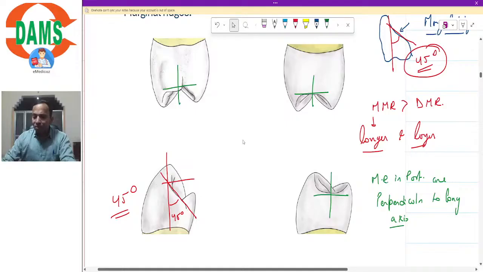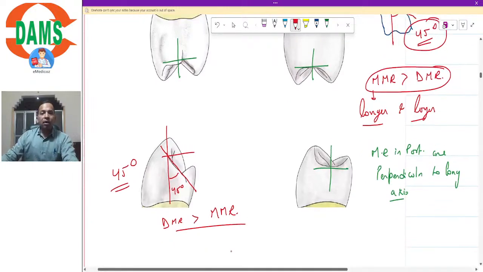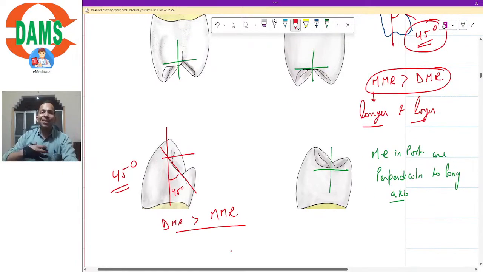The other exception being, as I just told you, the mesial marginal ridge is longer than the distal marginal ridge, or larger than the distal marginal ridge, but in case of the lower first premolar, the distal marginal ridge is longer than the mesial marginal ridge, right? Or in case of posteriors, we also say that it is higher in occlusion. The mesial marginal ridge is higher in occlusion.